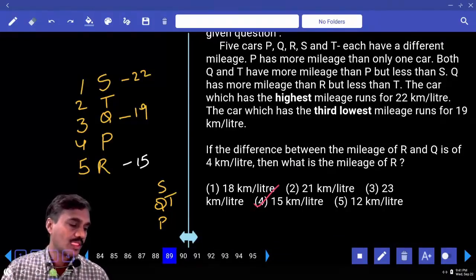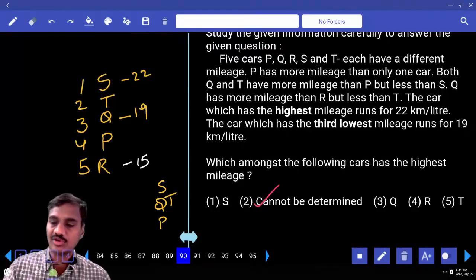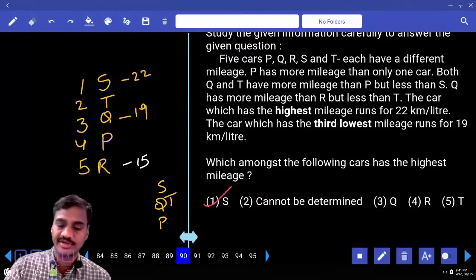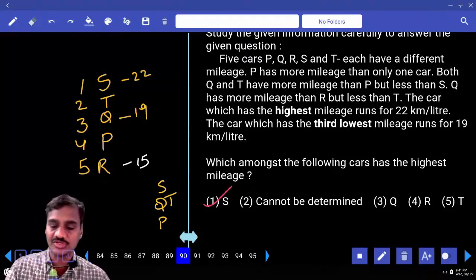Then 90th. Which among the following cars has the highest mileage? S is having the highest, that is choice 1. For question 90, choice 1 is the answer. 4 and 1 are the choices to this.